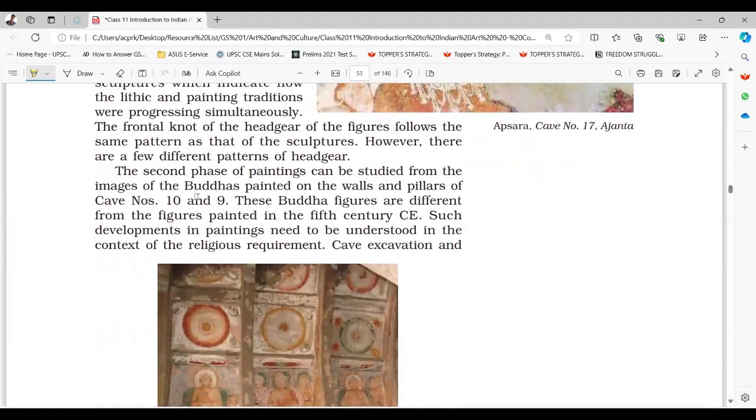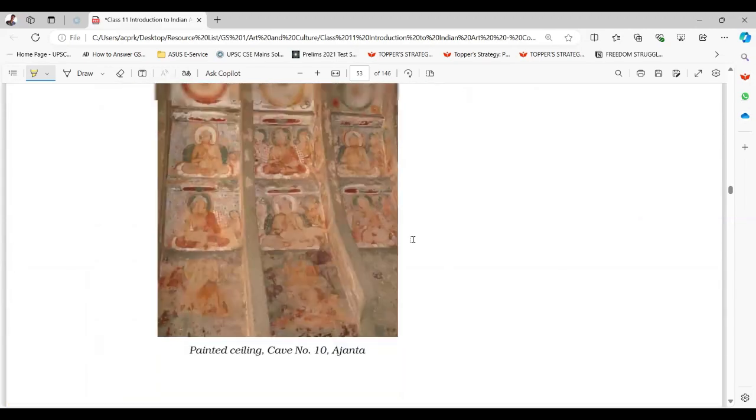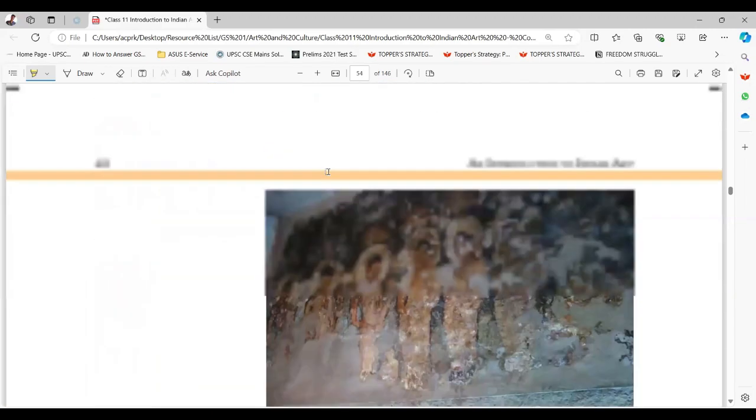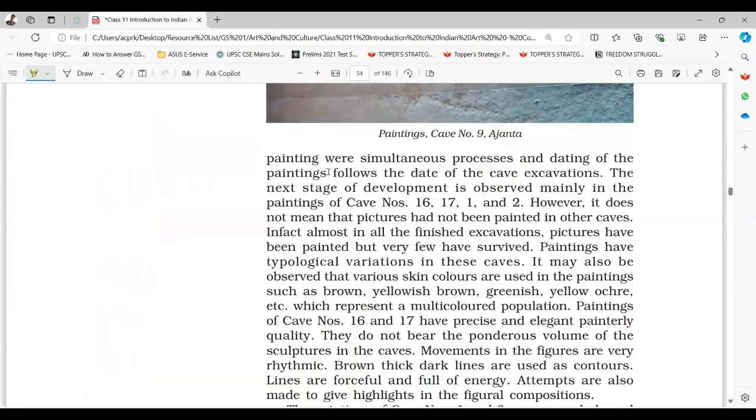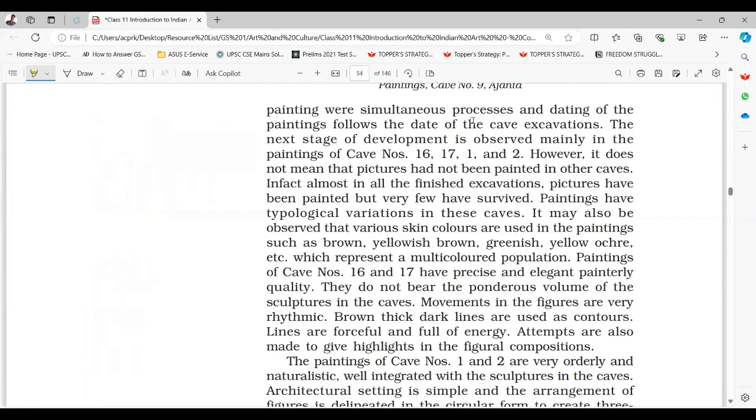The second phase of paintings can be studied from the images of the Buddhas painted on the walls and pillars of cave number 10 and 9. These Buddha figures are different from the figures painted in the 5th century CE. Such developments in paintings need to be understood in the context of religious requirements. Cave excavation and painting were simultaneous processes, and dating of the paintings follows the date of the cave excavations.